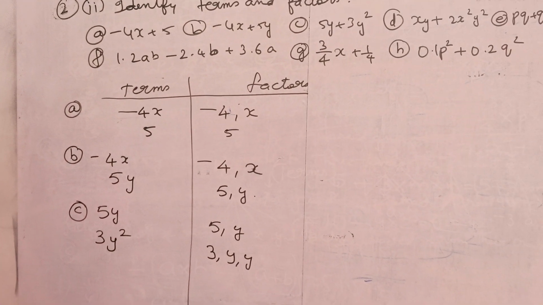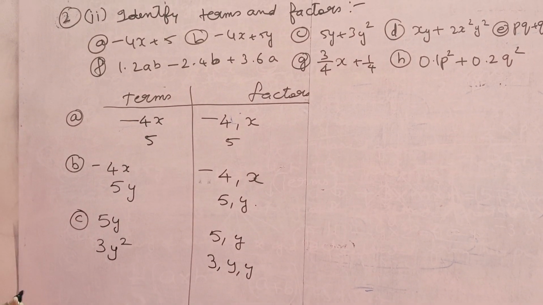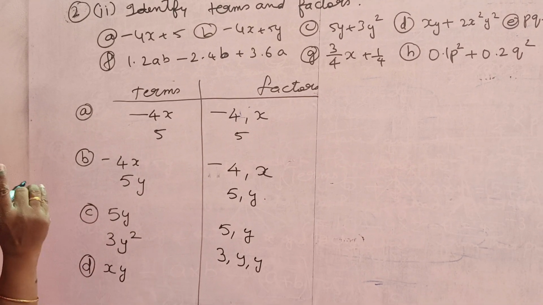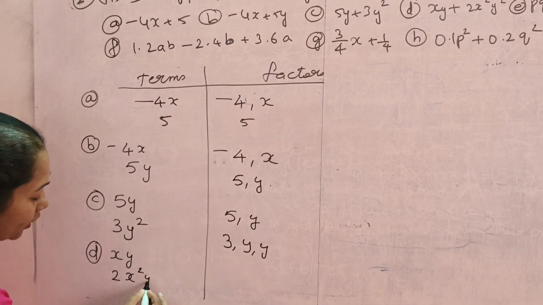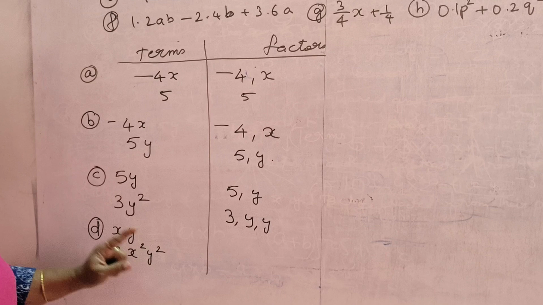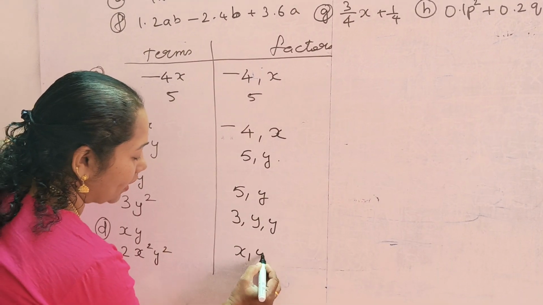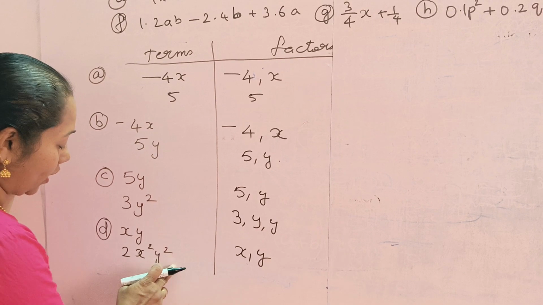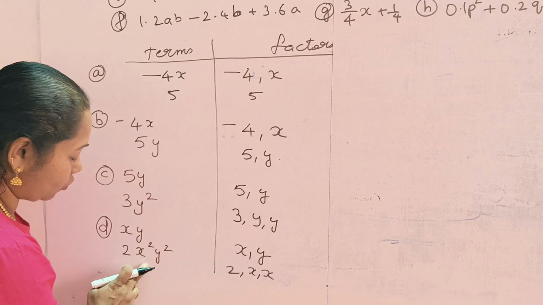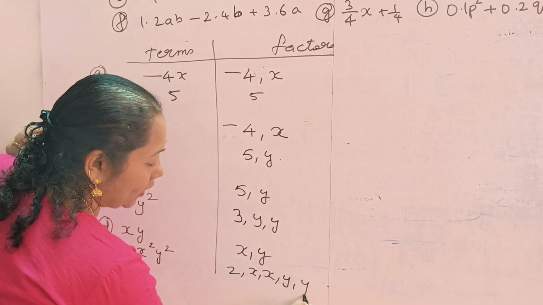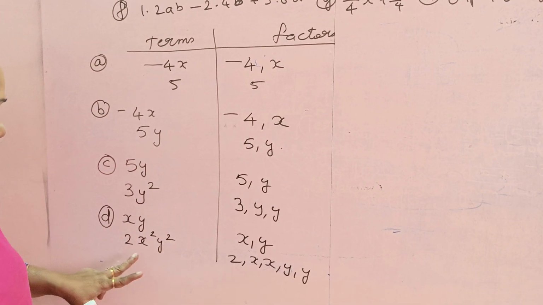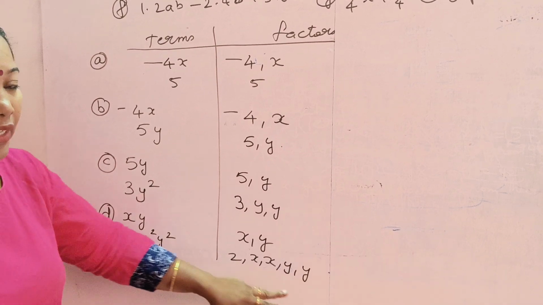And in D part, now xy plus 2x squared y squared. So xy is one of the terms, 2x squared y squared is the second term. So these are the two terms here. And in the first term, x and y are the factors. And in 2x squared y squared, 2, x, x, y, y are the factors. So in xy, x and y are the factors. In 2x squared y squared, 2, x, x, y, y are the factors.